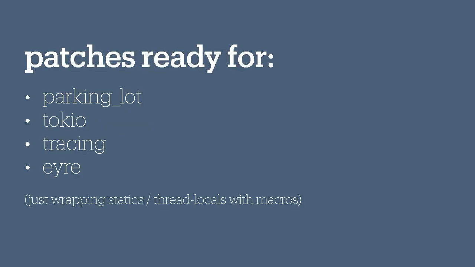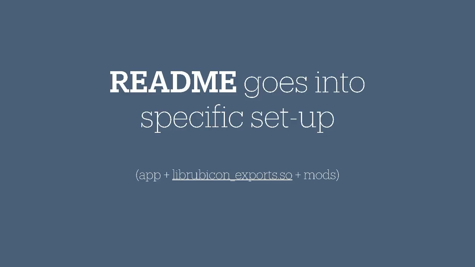So Rubicon works through source level patching. I have patches ready for parking lots, Tokyo tracing, and Eyre, that's E-Y-R-E. Those are very small patch sets. The Rubicon README goes into the specific setup you have to do if you want to use this. I'm not aware of anyone else using this, but everyone's missing out because my link times are great now.